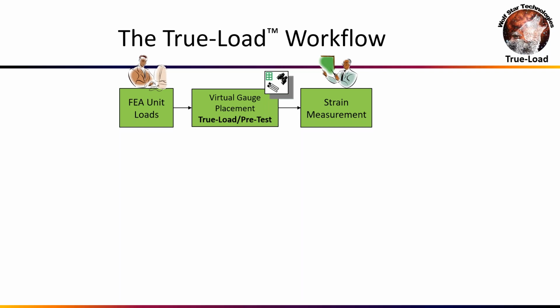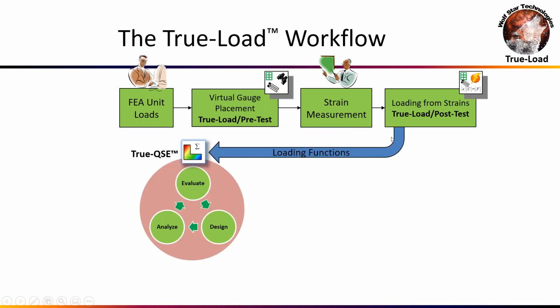Once you've collected the strain data, we bring that back into the post-test software. The post-test software is going to take the measured strain data, multiply it by the correlation matrix from pretest to generate for us time histories of loading functions. Now these are just loads.